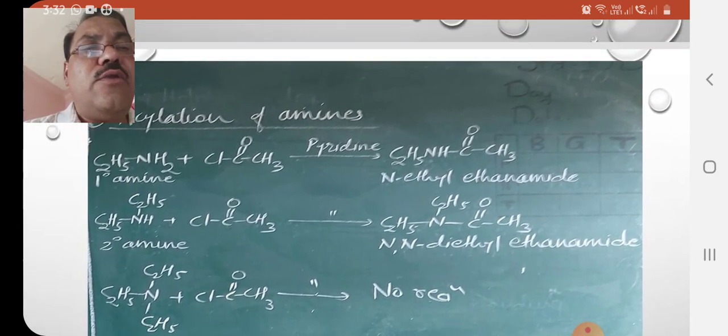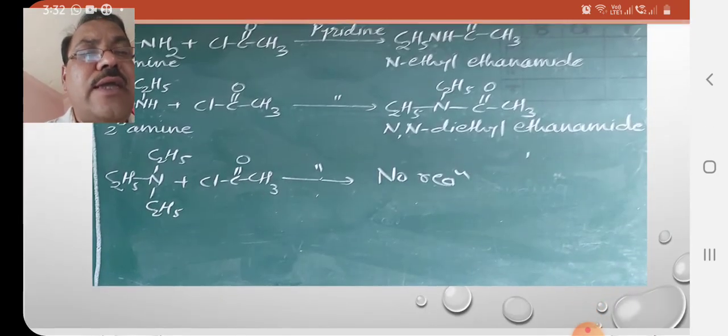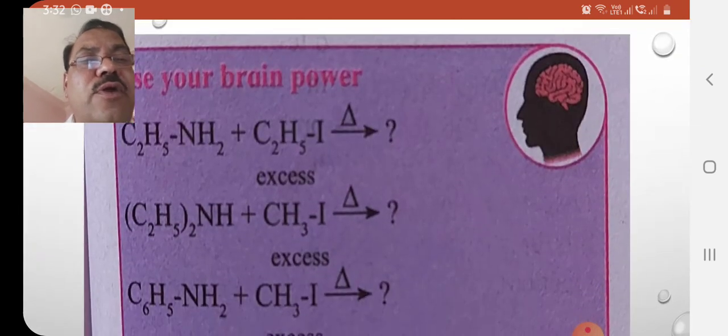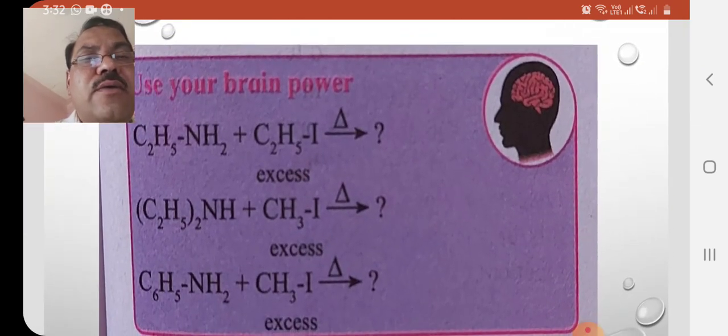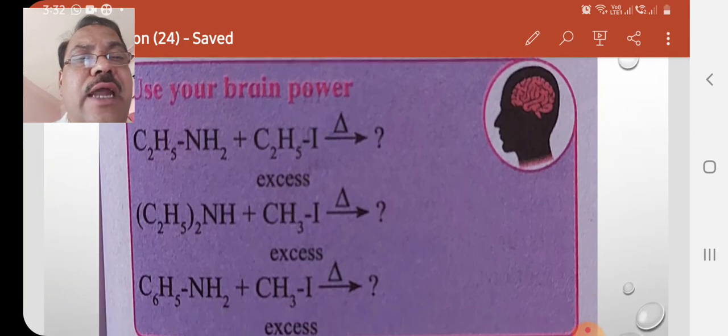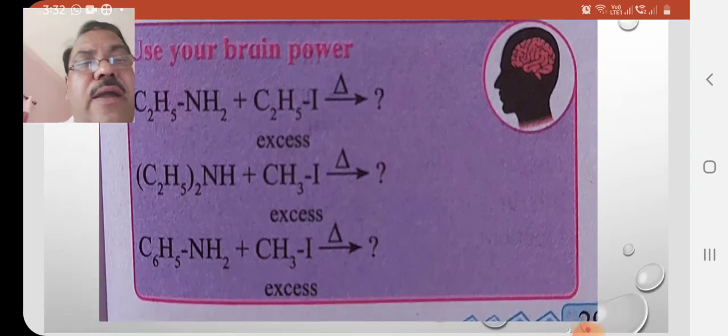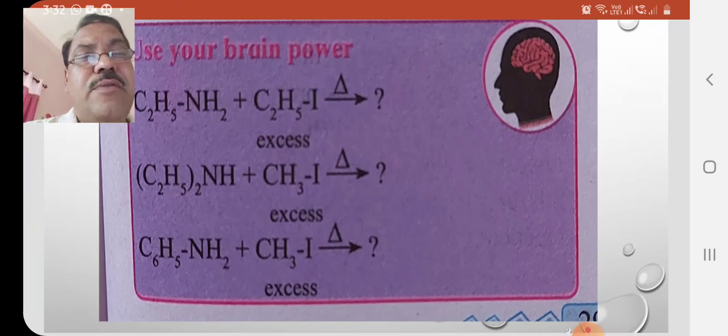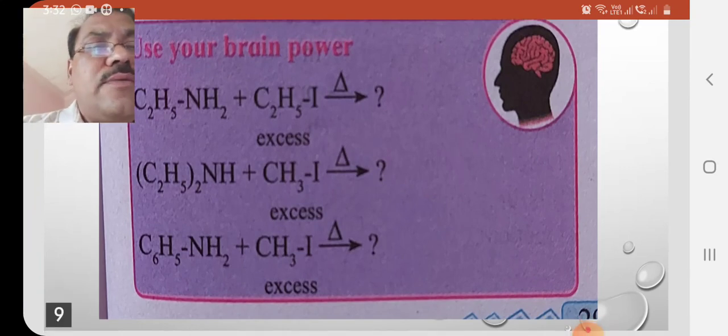So, in today's lecture, we will see only these two reactions. This is for your homework. If C2H5NH2 is reacted with excess of C2H5I, what will be the product? And if (C2H5)2NH is again reacted with methyl iodide, what will be the product? So this is your homework.